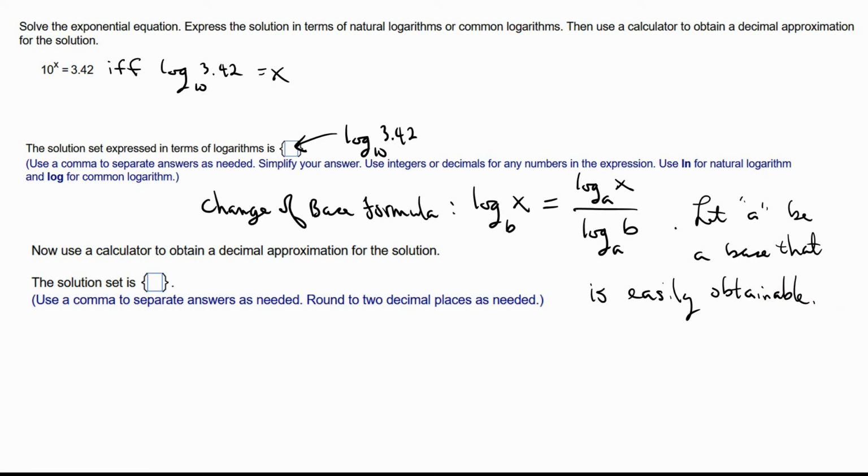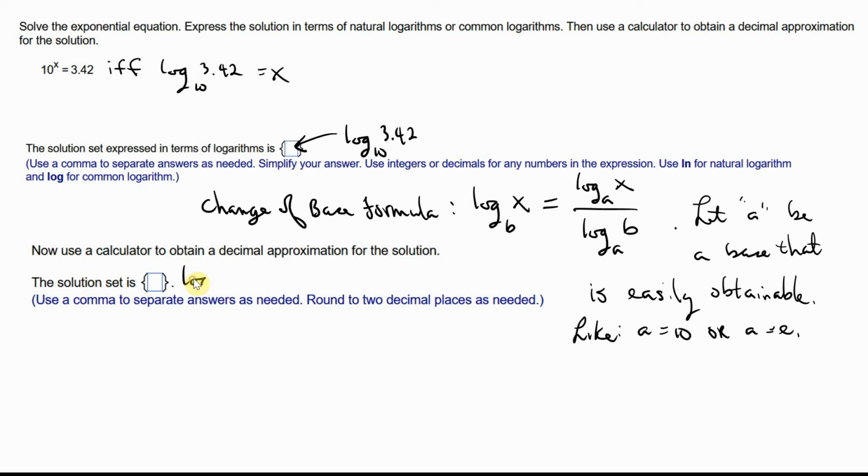Like a equal to 10 or a equal to e. This is already in base 10, so you can find that on your calculator. I don't need this. This is already base 10. Duh, your calculator has that already. So, all right.